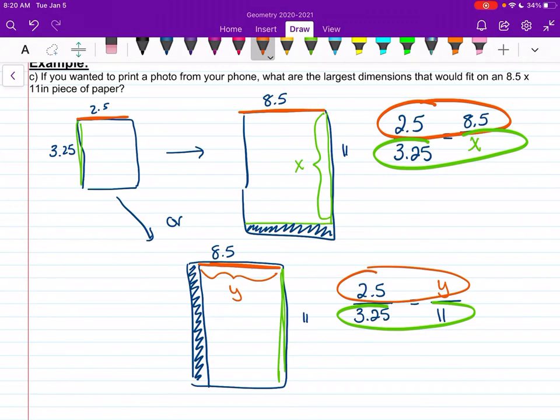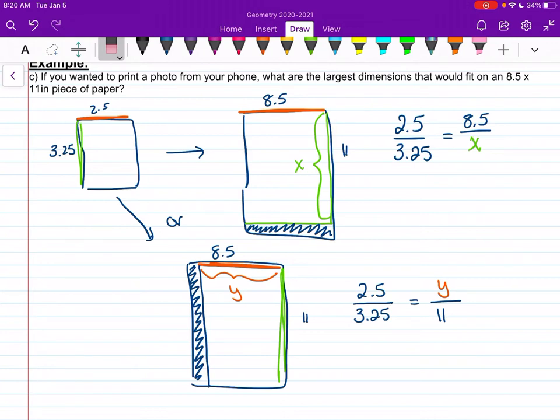Color coding really helps me a lot when I learned proportions. So if color coding helps you, do it. Get out your highlighters, your colored pencils, color code things. All right. Now let's do some math. So solving these proportions, I'm going to solve option 1. So I'm going to get 2.5 times X equals, pull out my handy dandy calculator here because I don't know how to do this in my head. So 8.5 times 3.25 gives me 27.625. And then I'm going to divide both sides by 2.5.